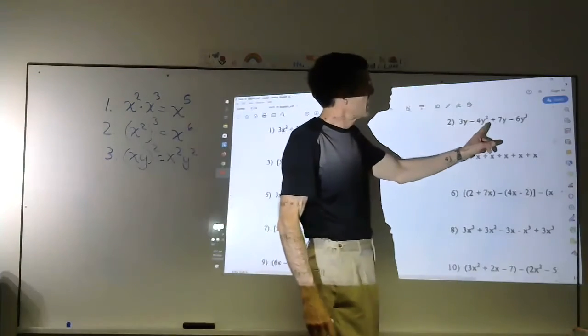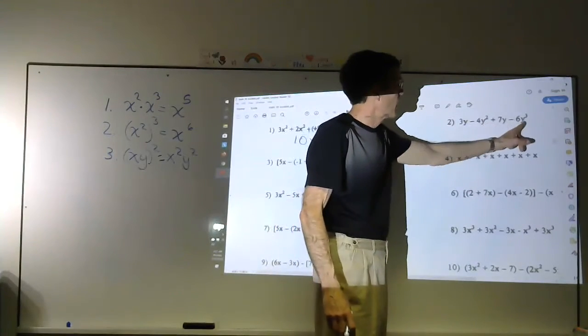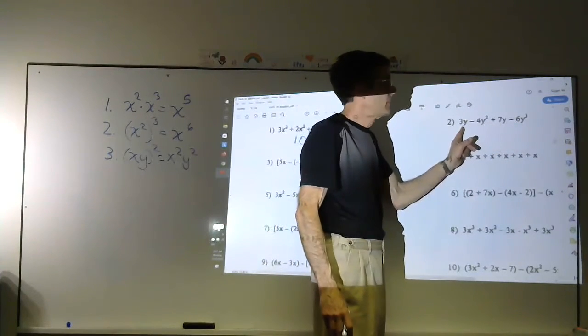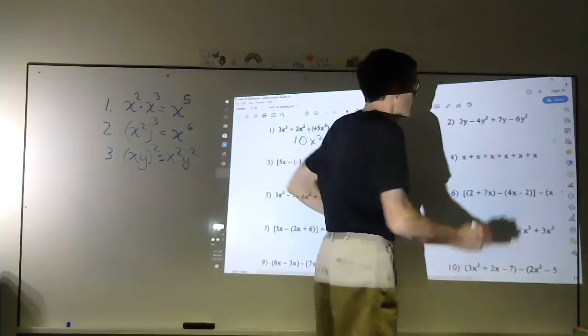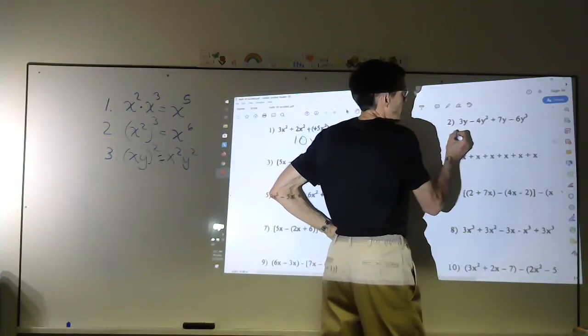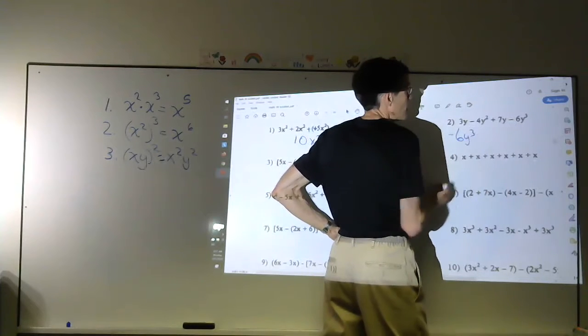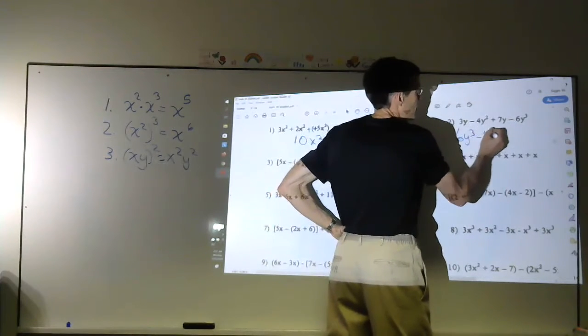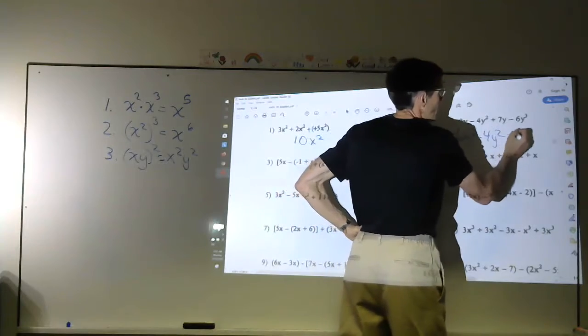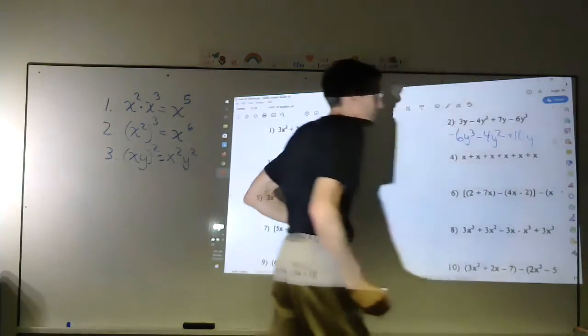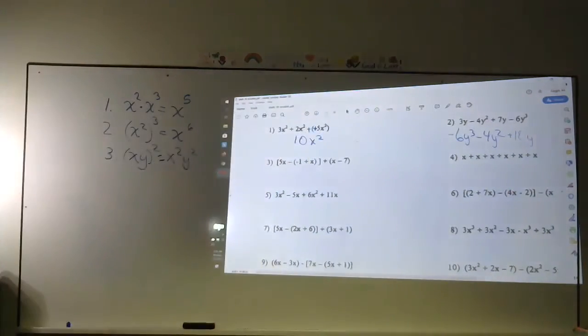Now over here, you got to be careful. I have y squareds, y cubes, and y's. All right? So let's go in descending order. Put the biggest one first, biggest exponent first. Negative 6y cubed. Then we have a negative 4y squared. Then we have 3y plus 7y is 10y. Okay? Everybody still see that?